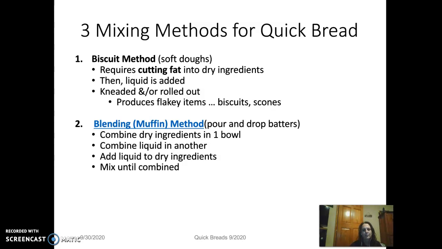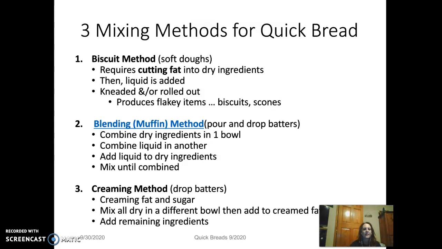Then we have what's called the blended or muffin method. This is commonly used for pour and drop batters. So with this method, you basically combine all your dry ingredients in one bowl, you combine all your liquid ingredients in another, then you add the liquid to the dry. The key with any of these mixing methods is not to overmix.